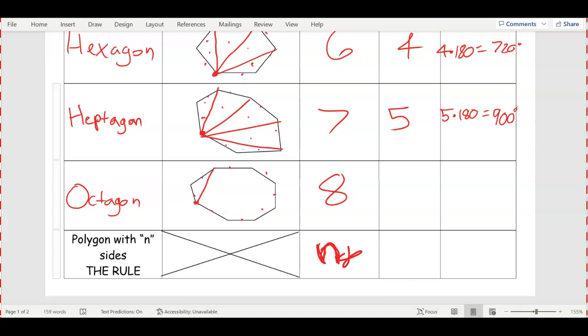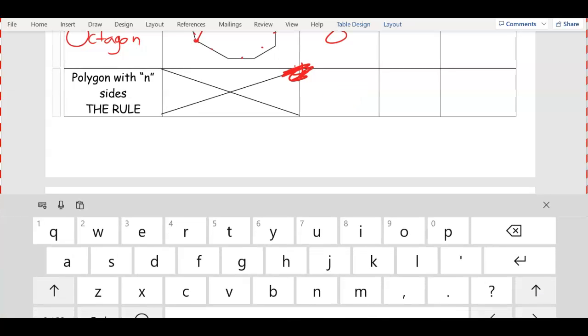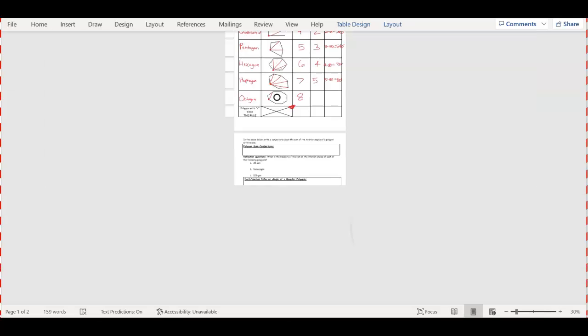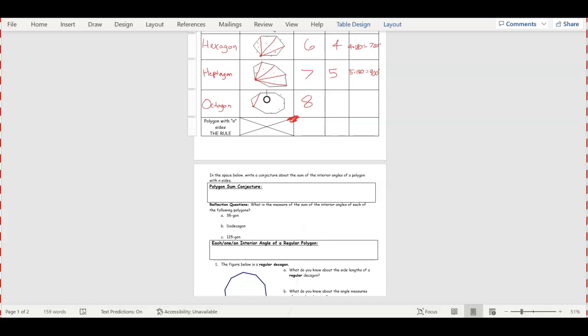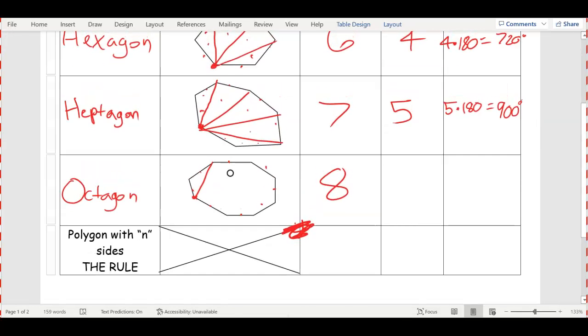I'm so confused. It won't erase. It won't write. Now it writes, but it won't erase. Oh my goodness. Zoom. Okay, here we go. Thank you very much. Please erase. Thank you so much.